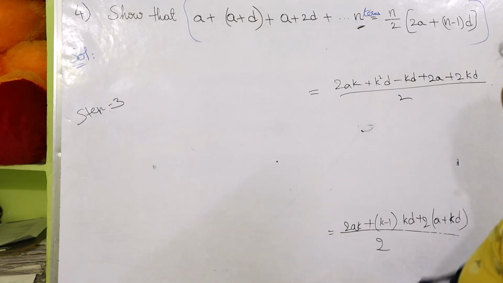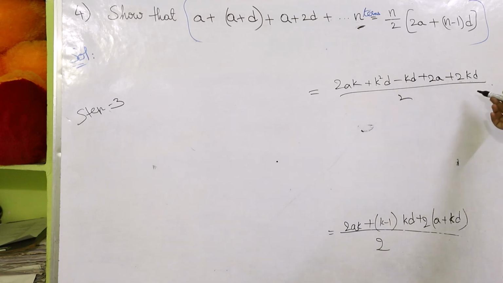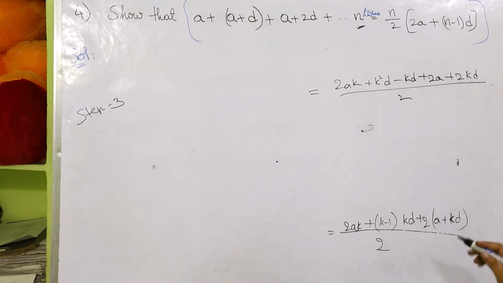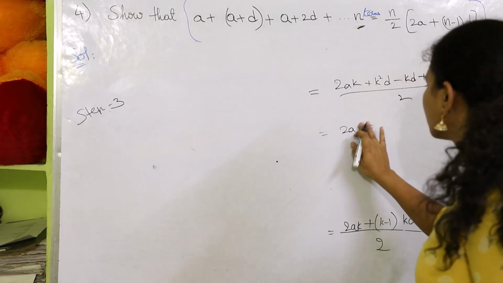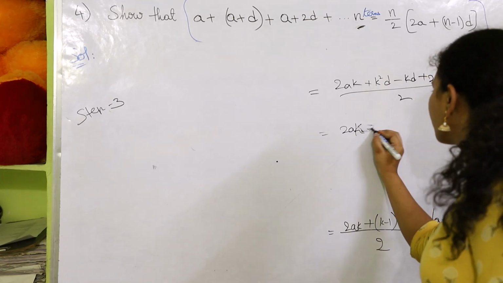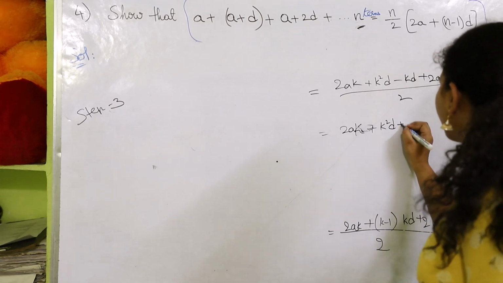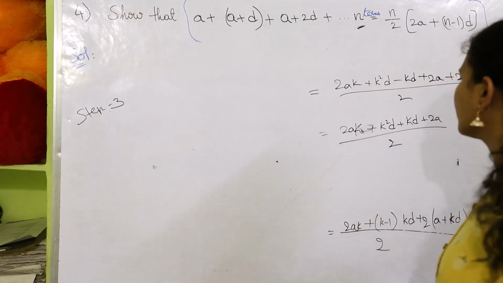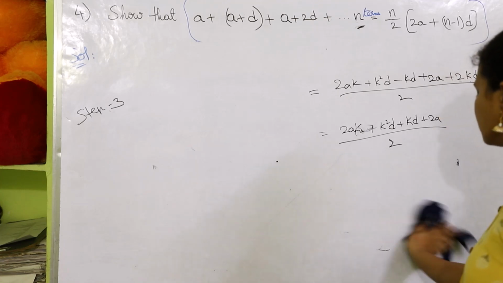Next, what would you do? Do nothing else. Here you have minus kd, and here you have plus 2kd. Minus kd plus 2kd becomes plus kd. So let me write down 2ak plus k square d plus kd plus 2a, by 2. Clear? Now here comes the last step maybe.